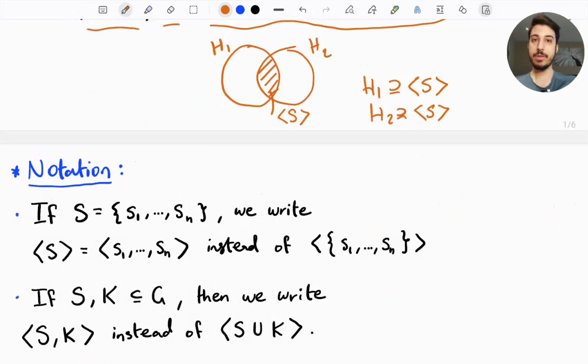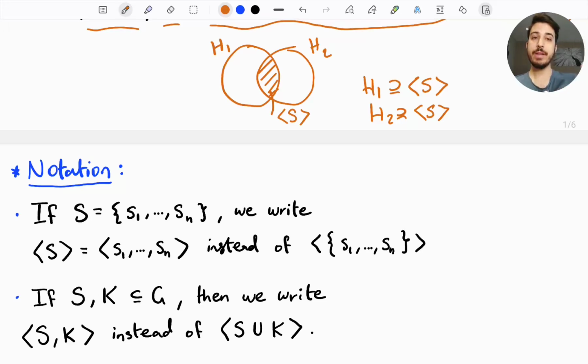Okay, now that we got the definition and some important questions out of the way, I want to discuss a little bit the notation that we're going to be using. If S was a finite set, let's say S was composed of S1, S2, all the way to Sn, then we will write the subgroup generated by S to be equal to brackets S1, S2 all the way to Sn, instead of saying brackets, this set containing S1, S2 all the way to Sn. So all we do here is write down the elements of S instead of writing S itself.